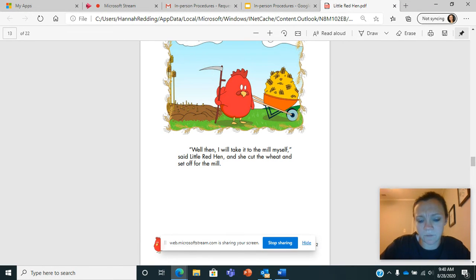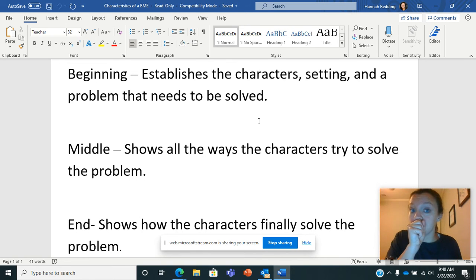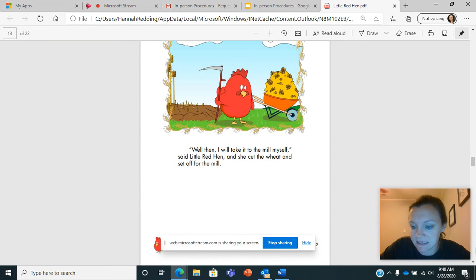What part of the story are we in right now? Still in the beginning, where we learn about the character, setting, and the problem? Are we in the middle, when we learn all the ways the character tries to solve the problem? Or are we at the end, where we finally see how the character solves the problem? Whisper it in your hand. Let it go. We are in the middle. Little Red Hen is still trying to solve this problem, but she hasn't been successful yet. Wow, she really does know how to persevere. Let's keep reading.